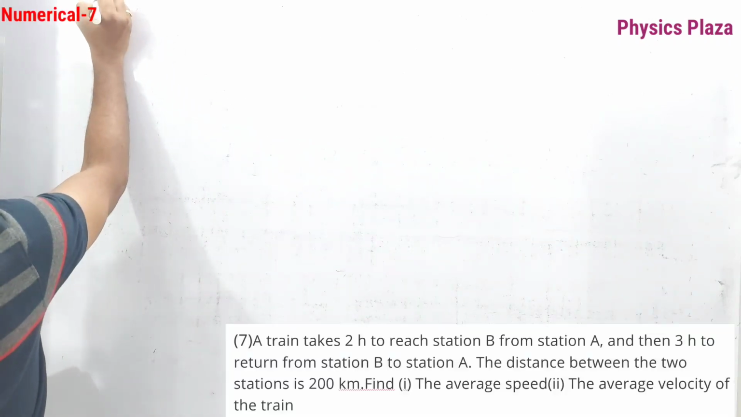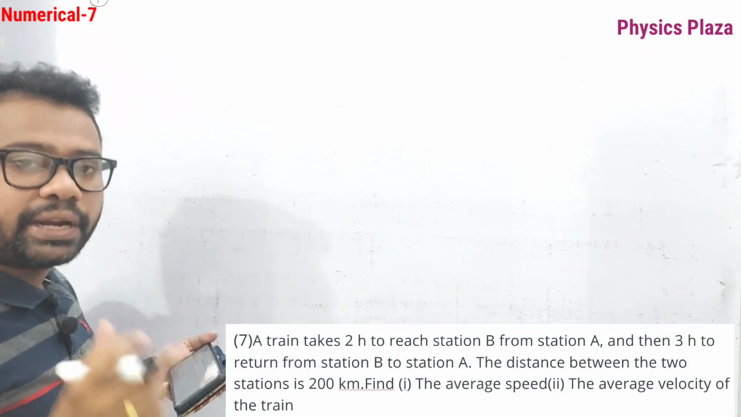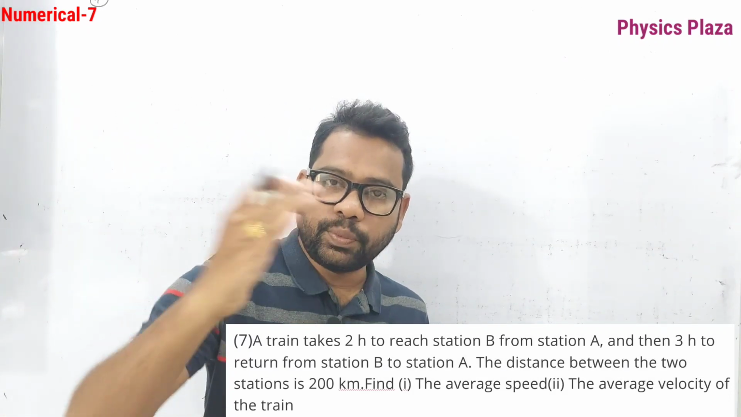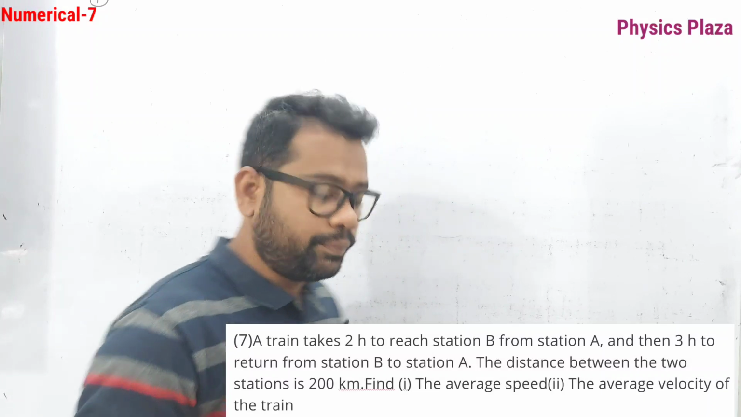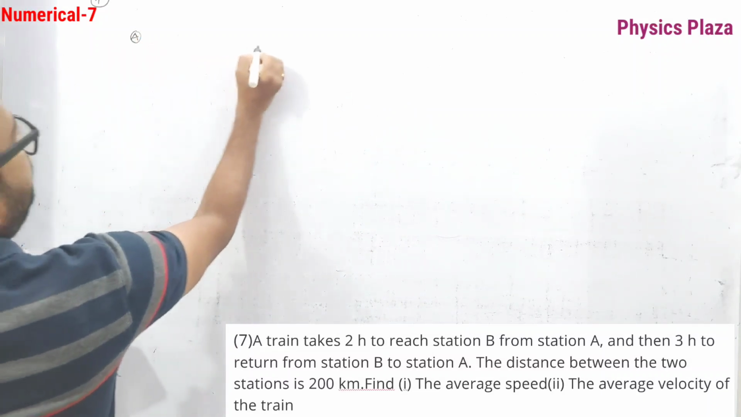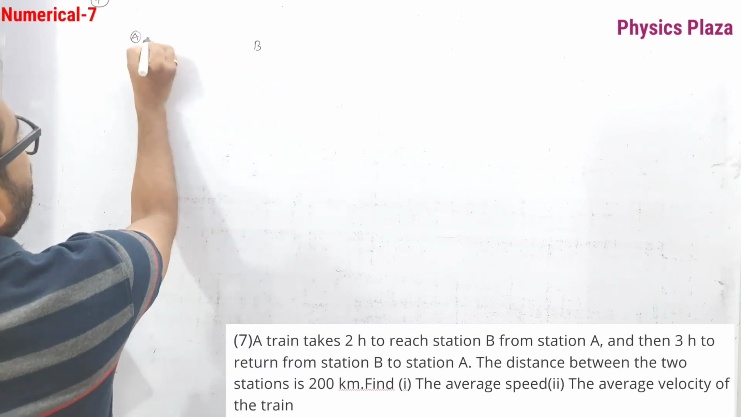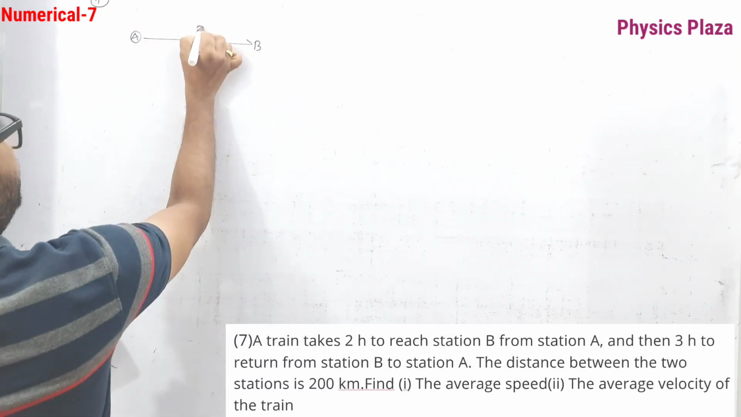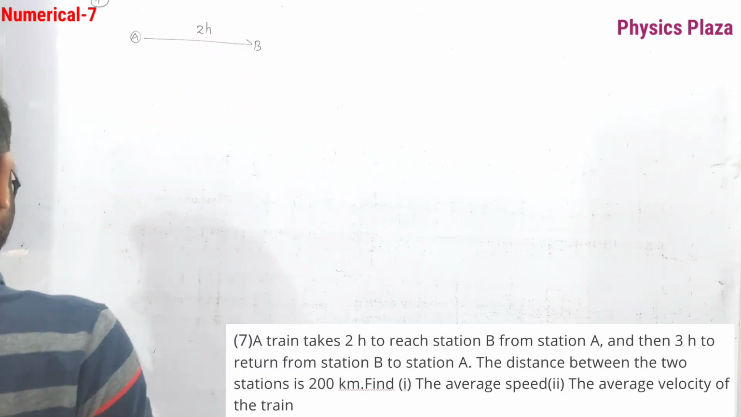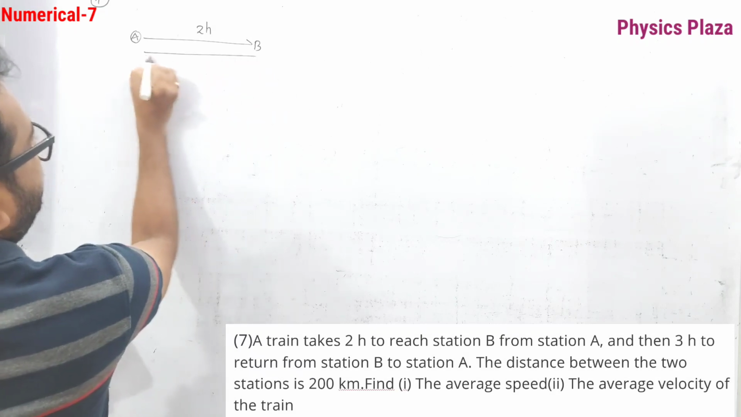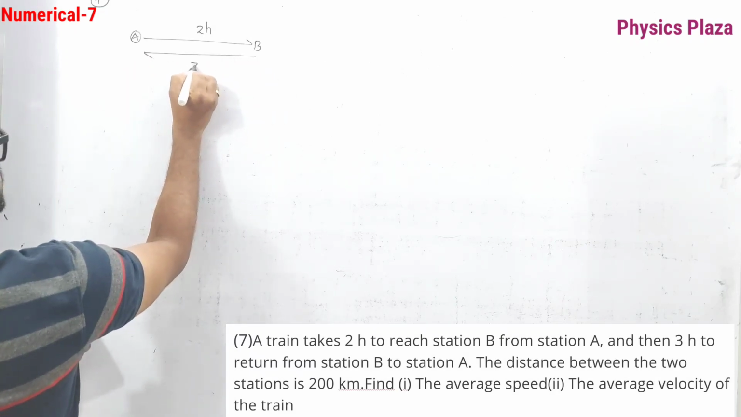So children, as per question 7, look at a train. The question is completely based on the train going from A to B, and again coming back from B to A. Here, let us say it is station A to station B. When it is going from station A to station B, it takes 2 hours to reach, whereas from station B to station A, it takes 3 hours.